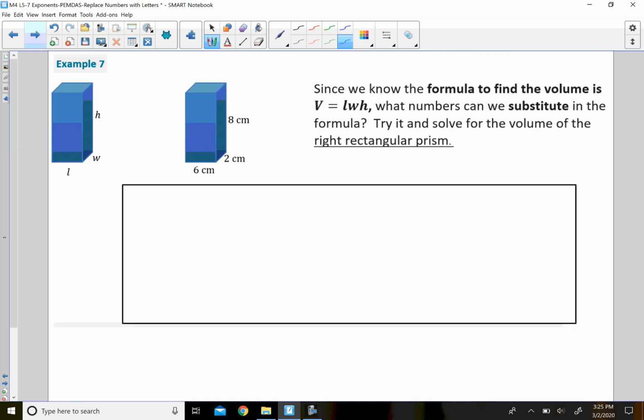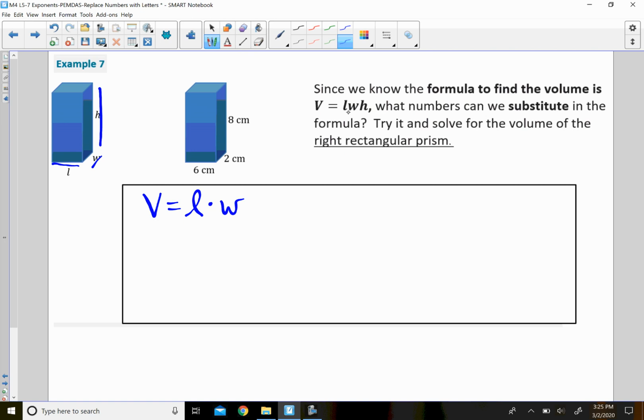If you go to the next question, now we're talking volume. Volume is a 3-dimensional thing, so there's a length, a width, and a height. There are 3 dimensions. We know the formula to find the volume is volume equals LWH. Let me rewrite that and expand it out. Volume equals L, which I'm going to write as a cursive L so it doesn't look like a 1, times the width.